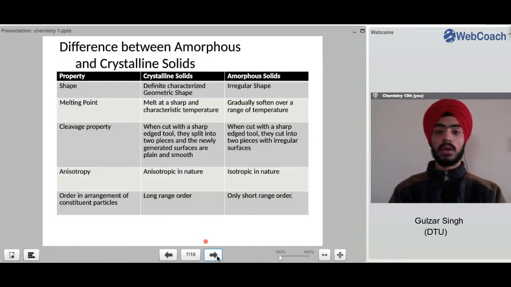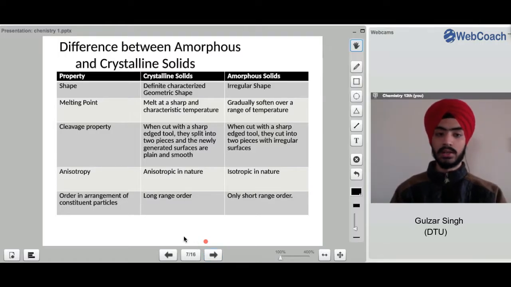Now we have studied amorphous solids and crystalline solids, and we have come across various differences between them. First, the shape. The shape of crystalline solids is definite and characterized by a geometric shape, whereas in amorphous solids it is irregular and not geometrically characterized.